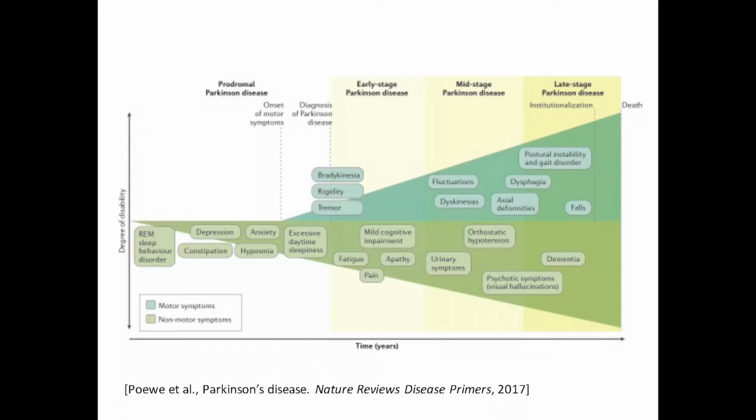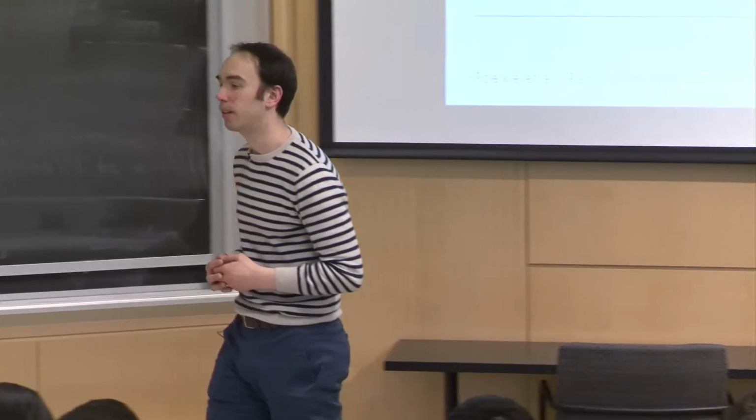So on the x-axis, again, I have time now. On the y-axis, again, it denotes some level of disease disability. But what we're showing here now are symptoms that might arise at different parts of the disease stage. So very early in Parkinson's, you might have some sleep behavior disorders, some depression, maybe constipation, anxiety. As the disease gets further and further along, you'll see symptoms such as mild cognitive impairment, increased pain. As the disease goes further on, you'll see things like dementia and increasing amounts of psychotic symptoms.